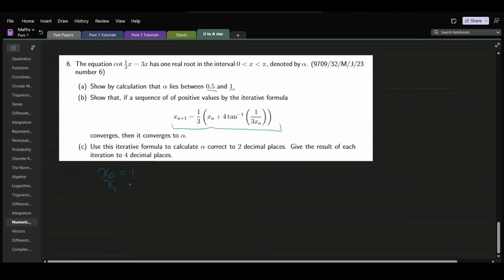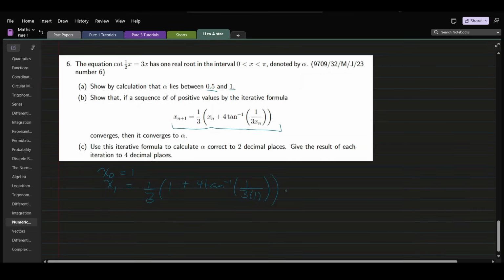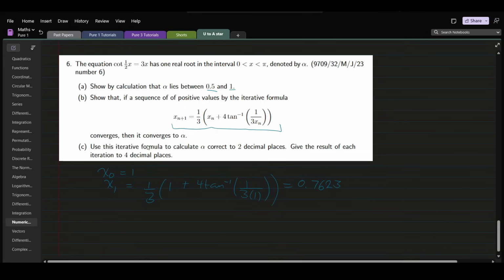So let's evaluate x1. x1 will then be 1 over 3 x0, which is 1, plus 4 arctan of 1 over 3 times x0. x0 is 1. And we need to punch that into a calculator, and we are in radians. This is 1 over 3 times 1 plus 4 arctan of 1 over 3 times 1, and then let's close our brackets. We get 0.7623, and this is correct to 4 decimal places.